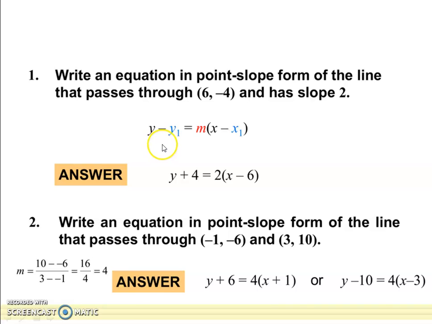We have the equation y - y1 = m(x - x1). Now which point do we put? If we put (-1, -6), we derive y + 6 = 4(x + 1). If we put (3, 10), we derive y - 10 = 4(x - 3). If two points are given and we have to find the slope, we derive the equation of the line passing through the points (-1, -6) and (3, 10).